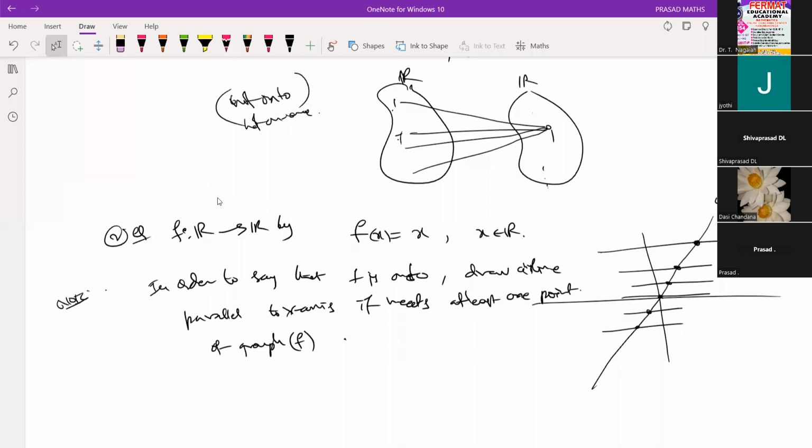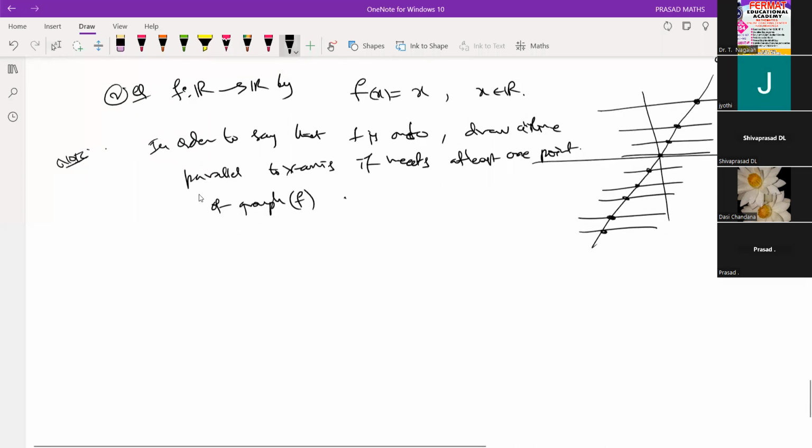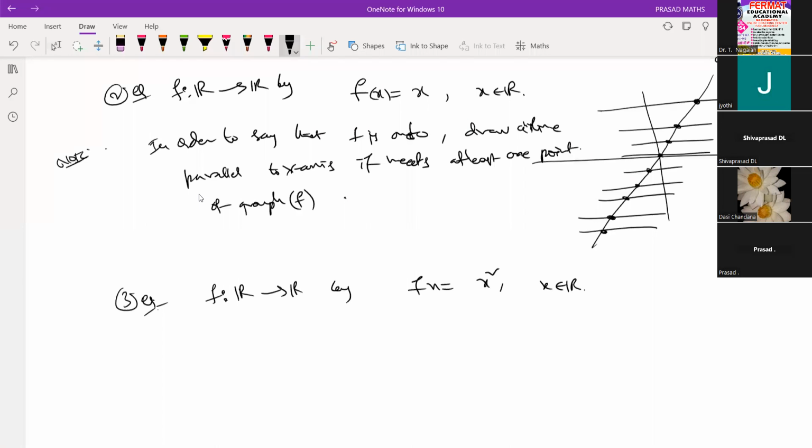So definitely it's an onto function, right? Definitely it's an onto function. Suppose the problem is R to R, f of x equals x square. Is it onto? No.